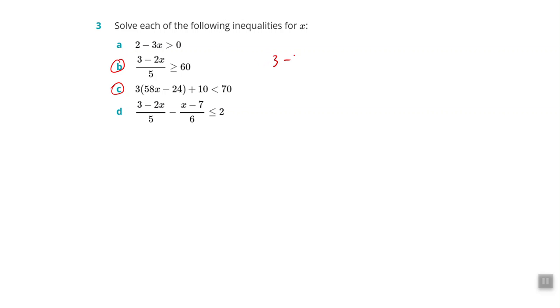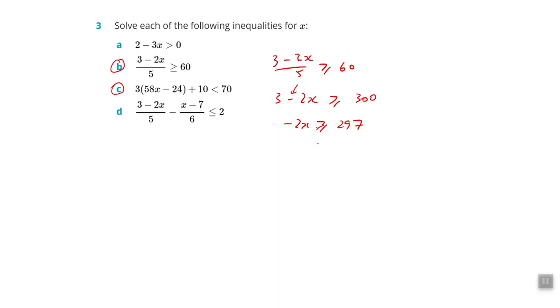So I've got (3 minus 2x) on 5 is greater than or equal to 60. I'm going to treat the inequality as if it was a normal equal sign. So I'm going to multiply both sides by 5. So 5 times 60 is 300. I'm going to subtract 3 from both sides. Now, just be careful because the negative still belongs to the 2x, so it doesn't disappear automatically. So you get 297 left.